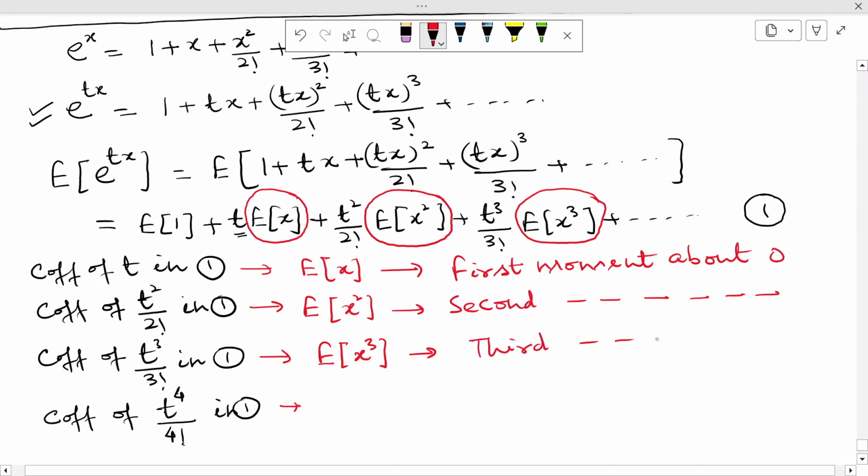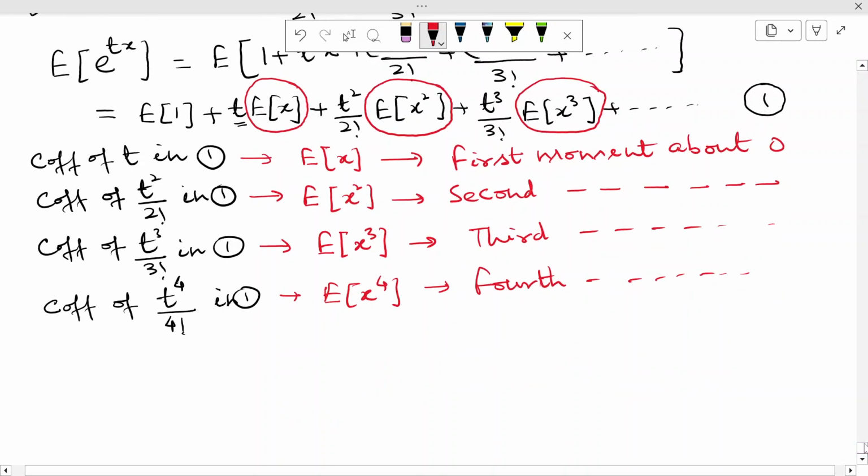So this is our third moment about 0, and surely this will be expectation of x to the power 4, which is our fourth moment about origin. So this is the first procedure to obtain the moments once we have the expression of our moment generating function. Here what we are doing is just collecting the coefficient.